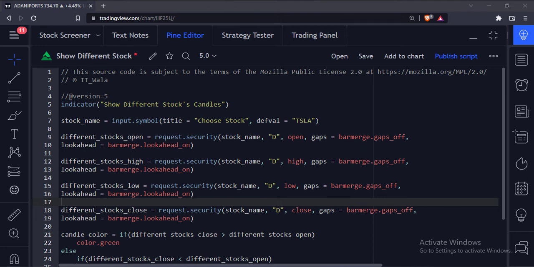Let's start. Today we will see how to plot some other different stocks candles on the current chart.